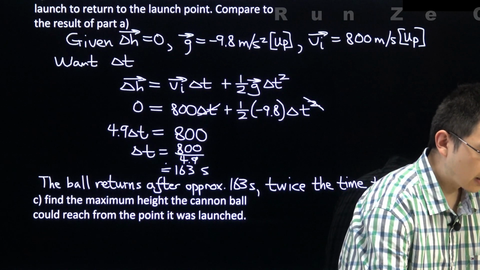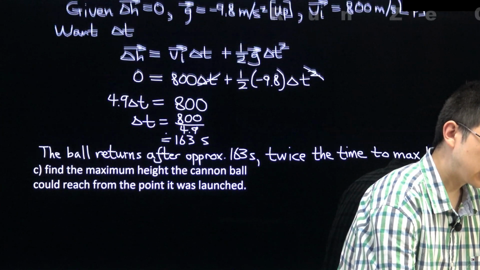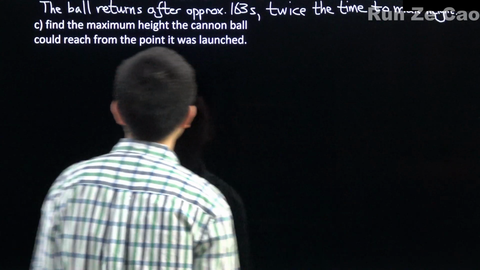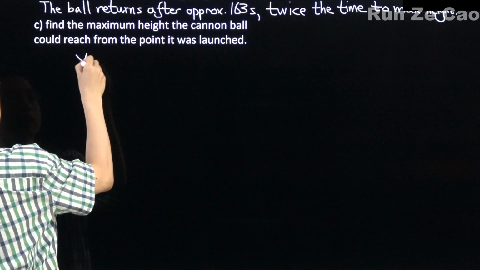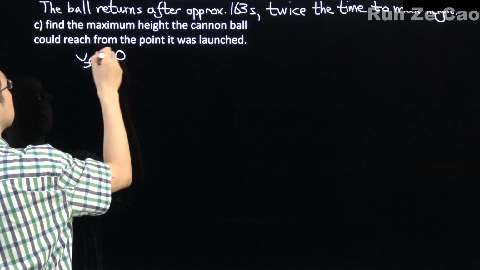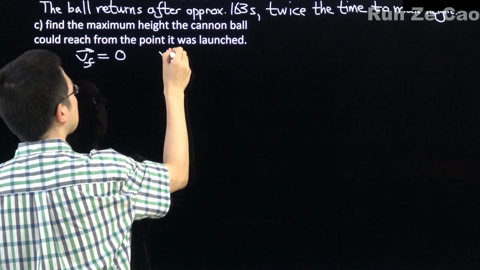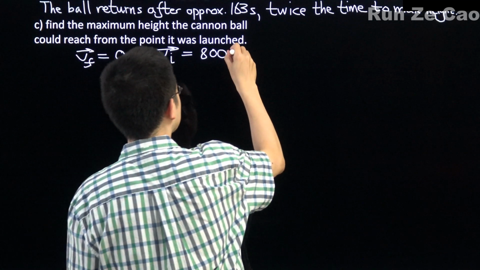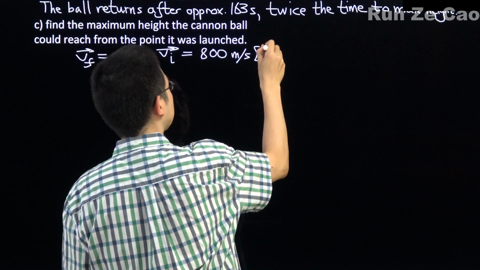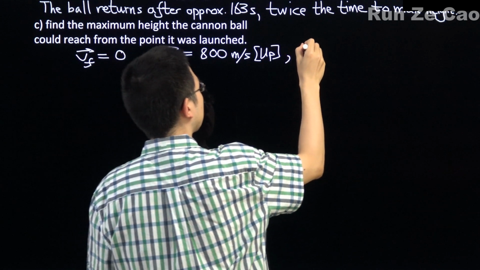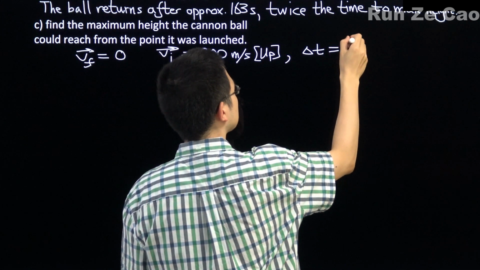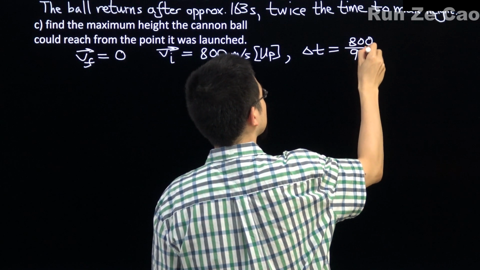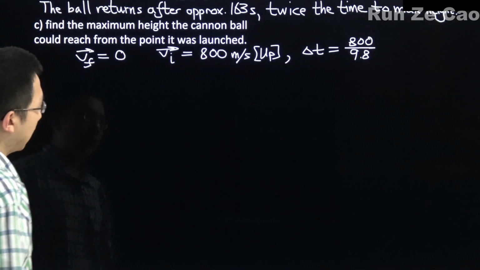Now find the maximum height the cannonball could reach from the point it was launched. Hey guys, it took 800 over 9.8 for time. So Vf equals 0, Vi equals 800 meters per second up. Delta T is equal to 800 over 9.8.